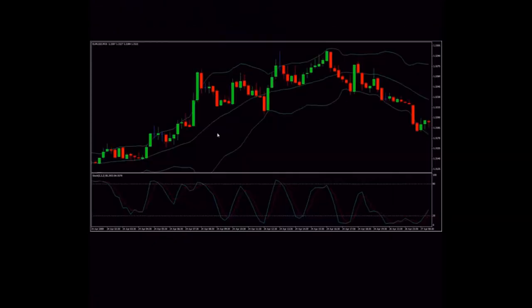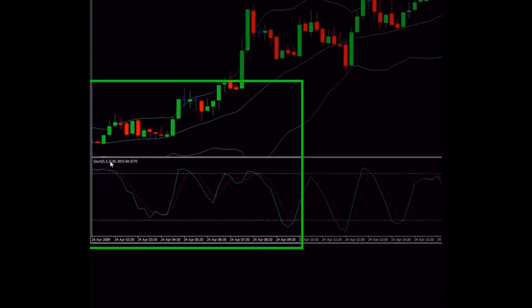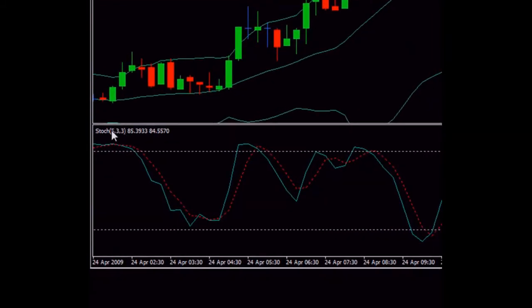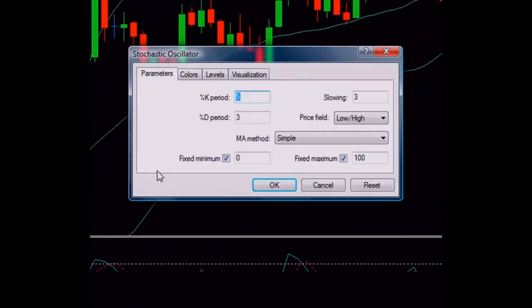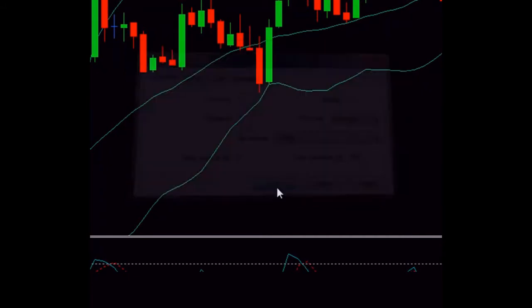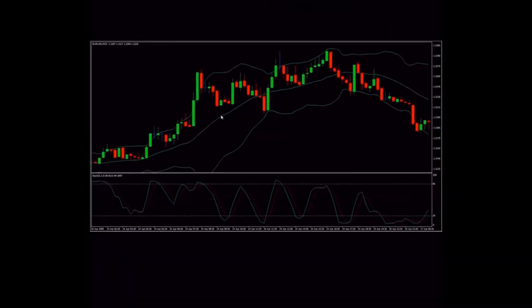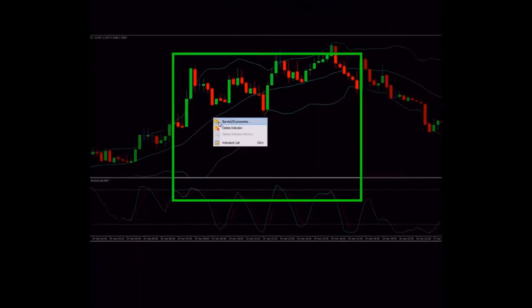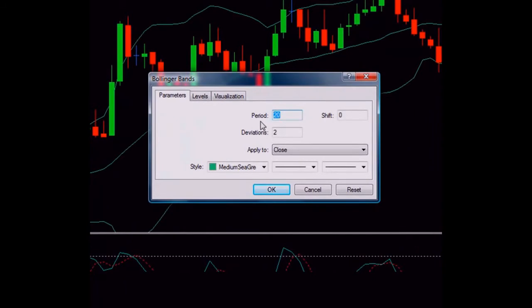Okay, so basically what we have here is our stochastics at the settings of 5, 3, and 3. Let me pull it up so you can see it. The K period is 5, the slowing is 3, the D period is 3, and the MA method is simple. And we have our Bollinger Bands, which have a period of 20 and a deviation of 2, applied to close.